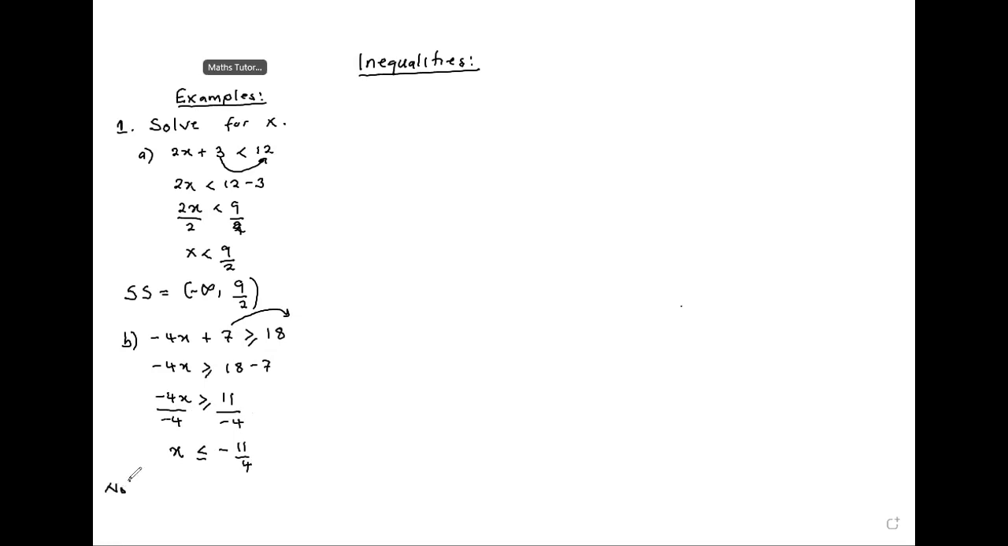So you note that every division or multiplication by a negative changes the inequality. If it was greater or equal to, it becomes less or equal to. If it was greater, it becomes less.